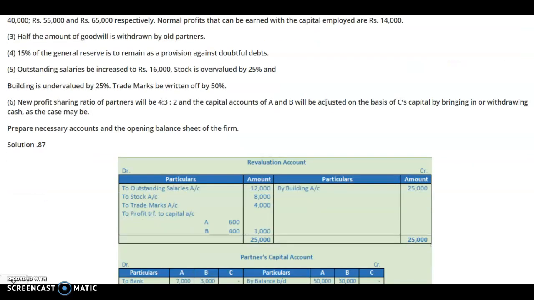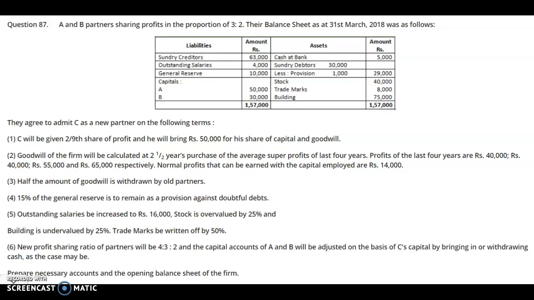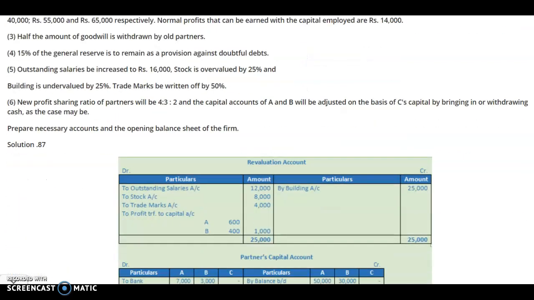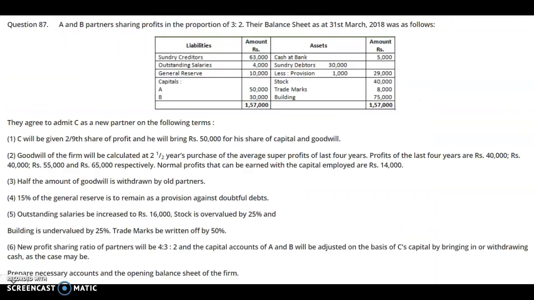So this way we have prepared the revaluation account and the result is a profit of 1,000, which is shared among old partners in their old profit sharing ratio, which is 3:2. Then come to the partners' capital account. By balance b/d, opening balances are given. By general reserve it is 8,500. How is this 8,500 there?